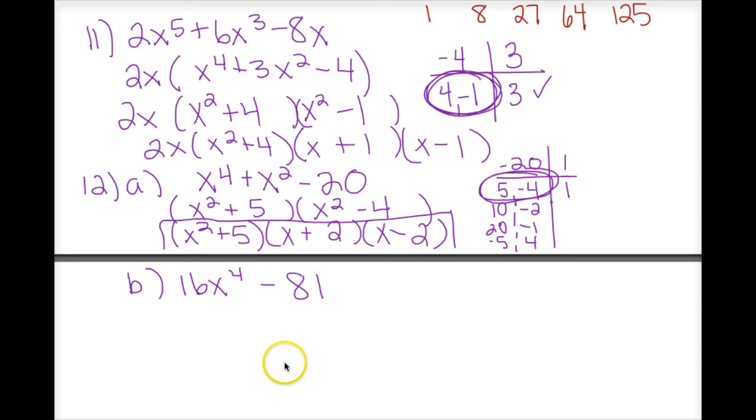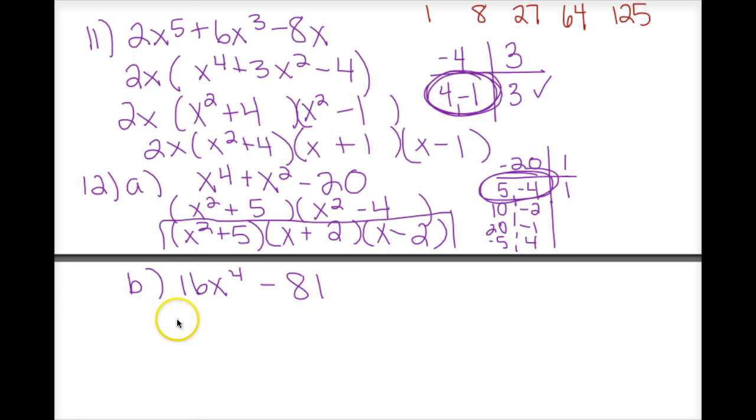16x to the fourth minus 81 is our first problem. So, look for a GCF. Again, if you don't know factors very well off the top of your head, that's fine. Use your calculator. 16 is divisible by 16, so you might try to divide 81 by 16. It's not. 16 is also divisible by 2 and by 8, so you would see if 81 is divisible by those, which it's not. 16 is also divisible by 4, but 81 also is not. So that means that I do not have a common factor here.